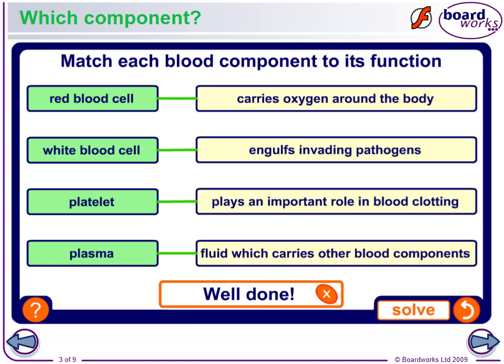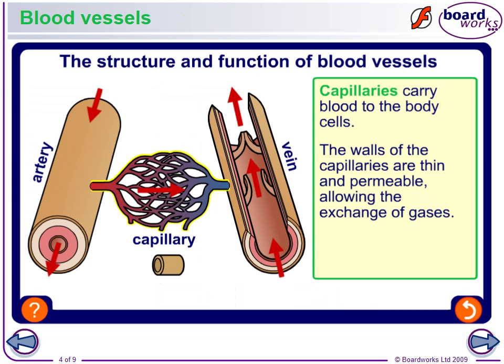White blood cells, do they engulf pathogens? Are they a fluid? Do they play an important role in blood clotting? No, they engulf the invading pathogens. Your white blood cells are your body's defense against disease. Platelets, we'll be talking about how they play an important role in blood clotting. And then your plasma is actually the fluid that carries the other components. Yay, we did well.